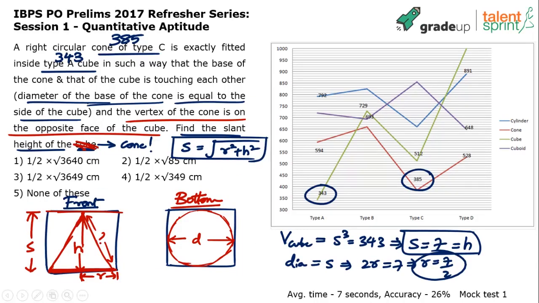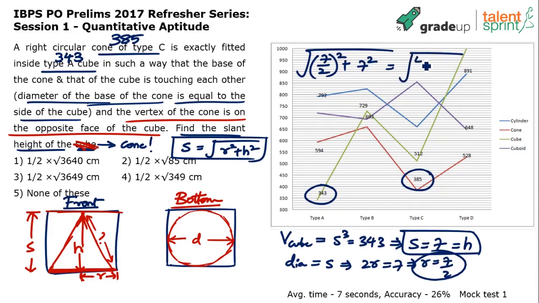So we need the slant height, root over r square plus h square. So root over r square, 7 by 2 whole square, plus h square. What is h? Height. Yeah, 7 square, that is 49. Do that calculation. So 49 by 4 plus 49. I'm sure half will be common. What is inside the root we have to calculate, right?